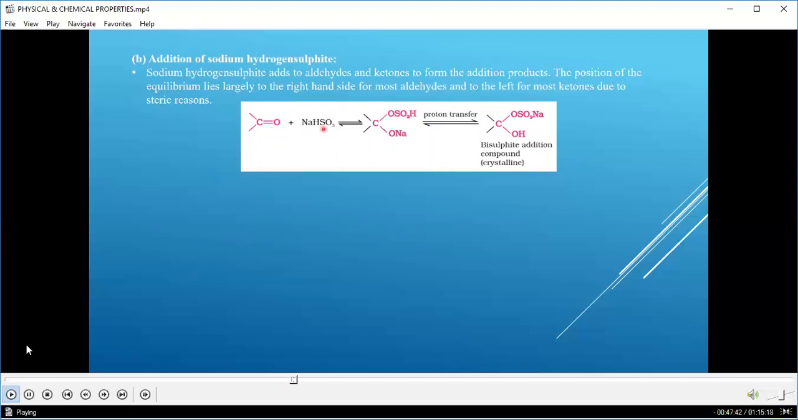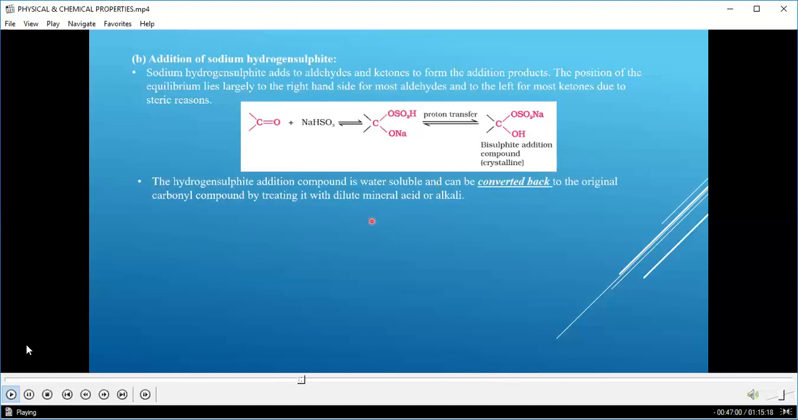So NaHSO3, how does it ionize? It will ionize into Na plus and HSO3 minus. Na plus will go with the O minus, whereas HSO3 will go with the carbocation, that is, the carbon containing the partial positive charge. Then, by proton transfer, we obtain the bisulfite addition compound, which is crystalline in nature because it is a salt.